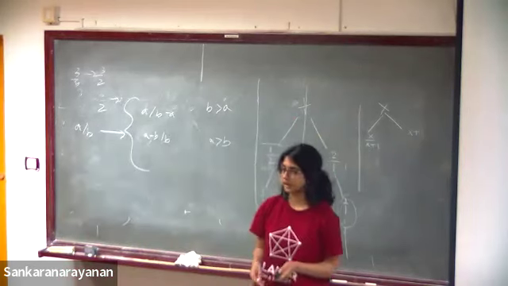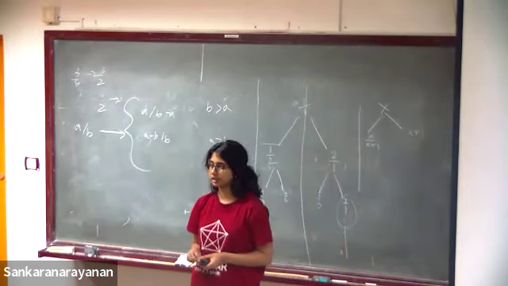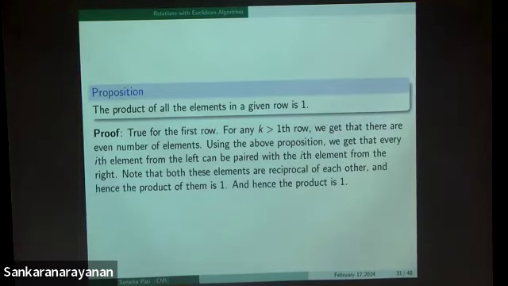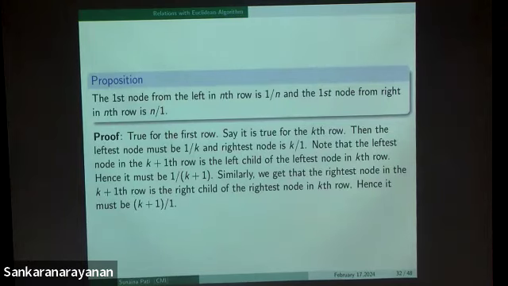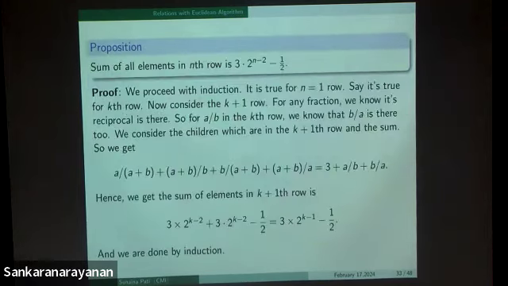Do you guys actually want to rigorously prove it? No, makes sense. Induction paves the way. If something is done by induction, do not do it. Okay, product of all elements in the row is 1, because we know it's reciprocal. So, nice, good. First node is 1 by n, last node is n by 1. So the sum of the elements is a bit non-trivial. I'll ask you guys to prove it.